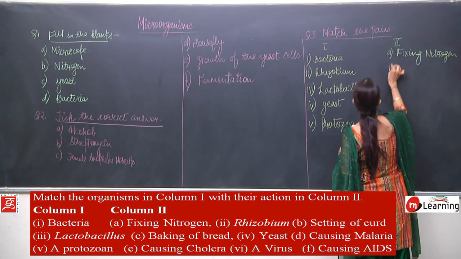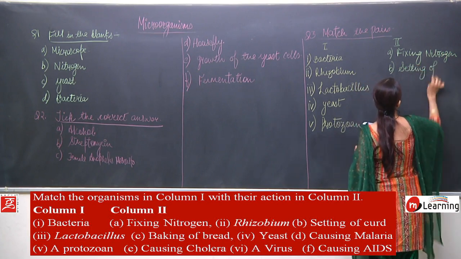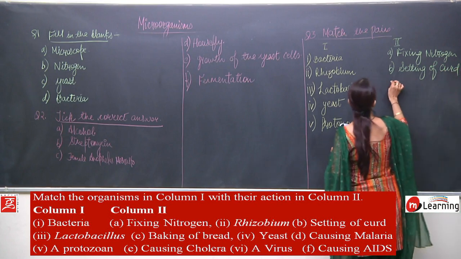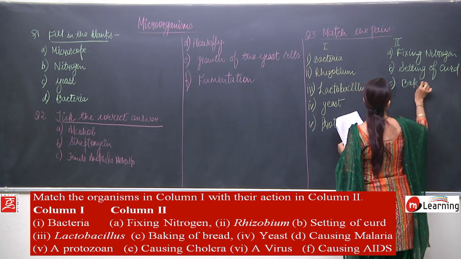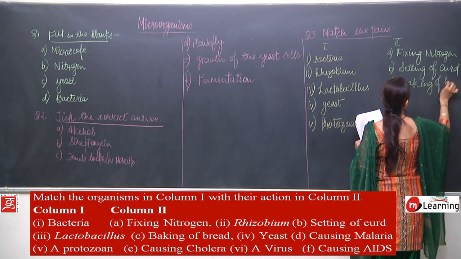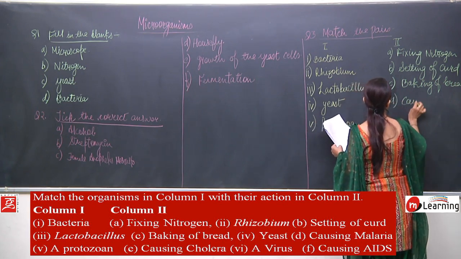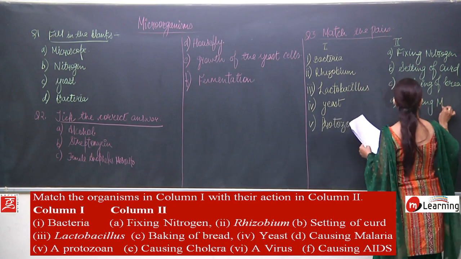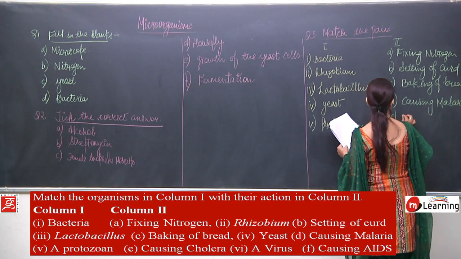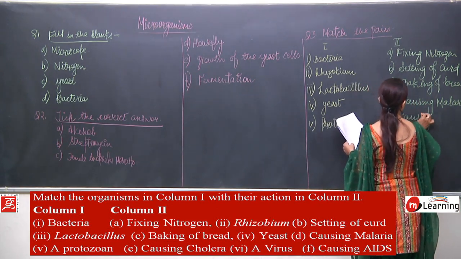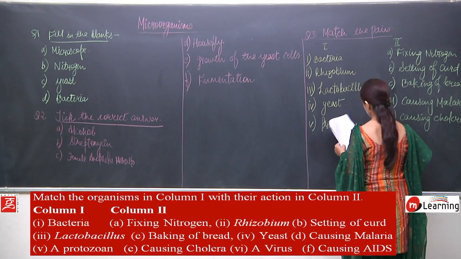Now B is setting off curd. Now C is baking of bread. And D is causing malaria. Yes, D is causing malaria. E is causing cholera. And F is causing AIDS.